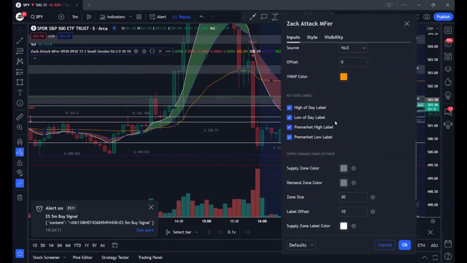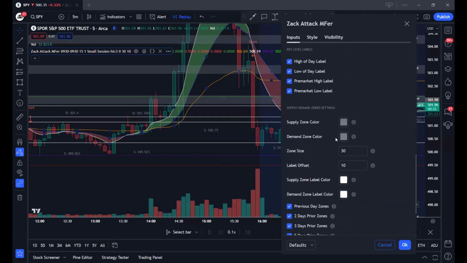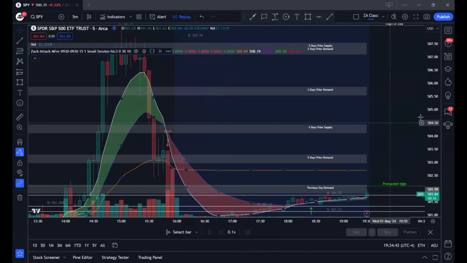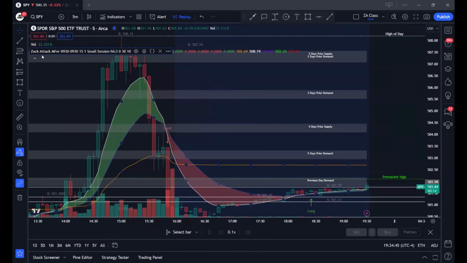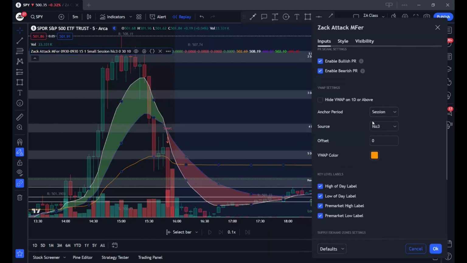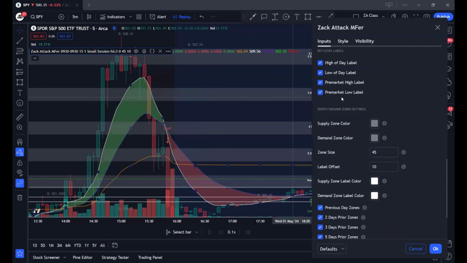There's some VWAP settings here. The key levels, which are your pre-market high, pre-market low, current day high, and current day low, you can toggle here with these labels. The supply and demand zones, you can change the colors. You can actually change the zone size too. So let's take a look at these zones that were formulated here. If we scroll down, we can actually adjust the size of the zone. If I want this to be a much broader zone, do something like 45 and watch how they expand.